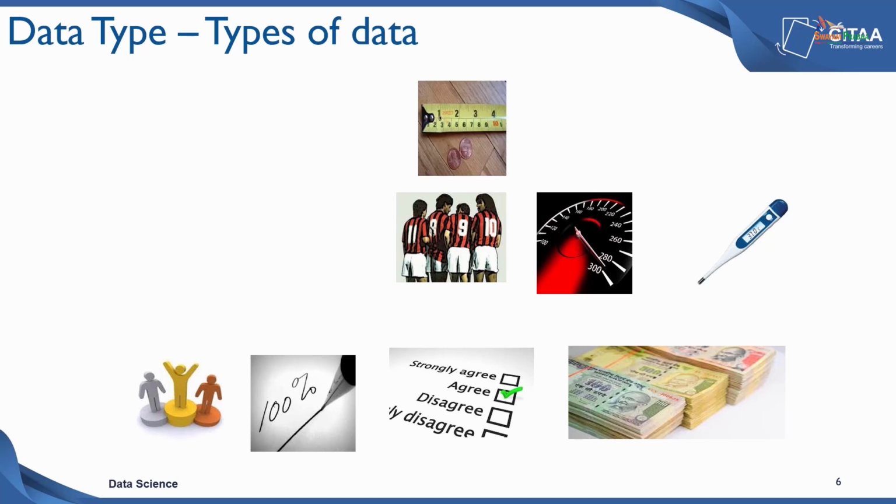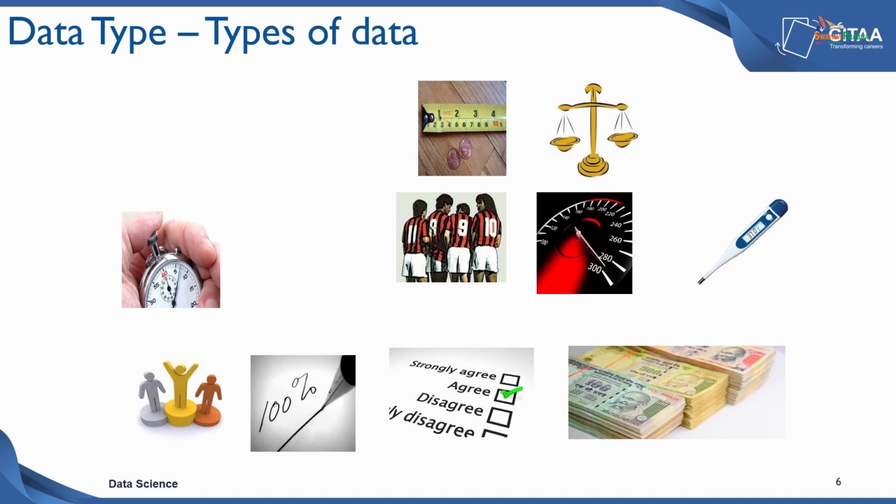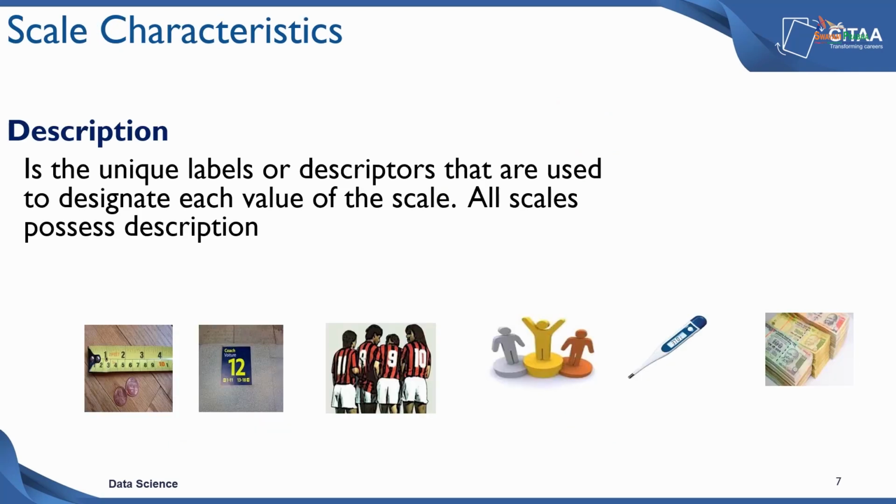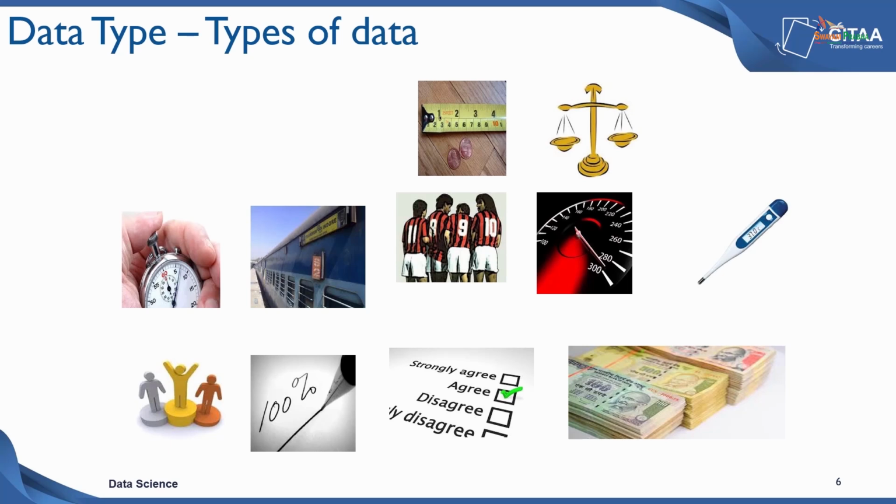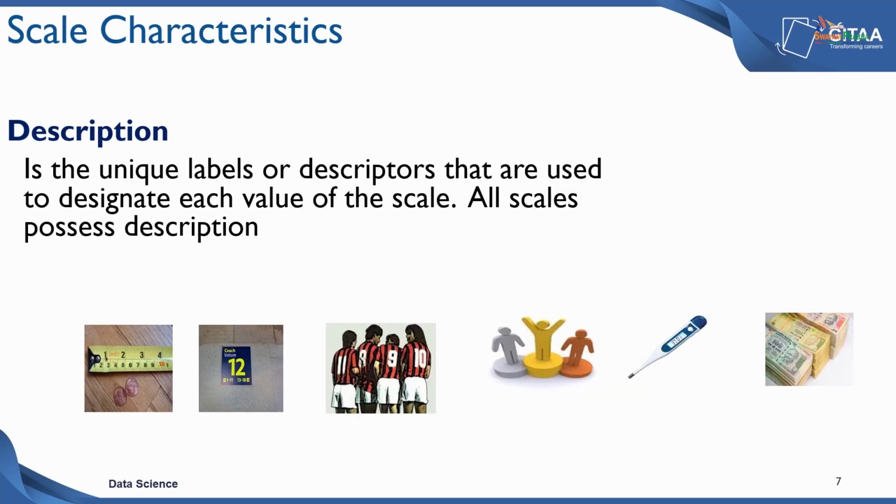Simple measures like the length of a piece of metal, the weight of a piece of metal, the time, or the position of a coach in a railway carriage. So all these are data. Let's look at some characteristics of these data.